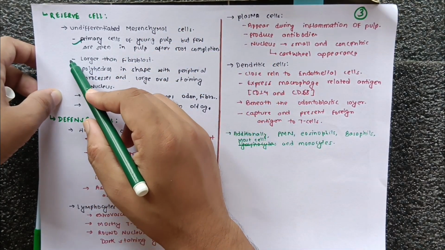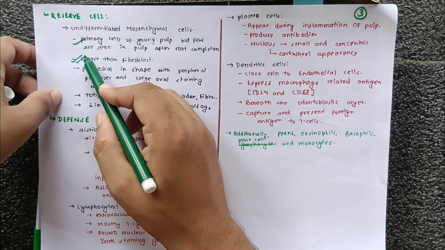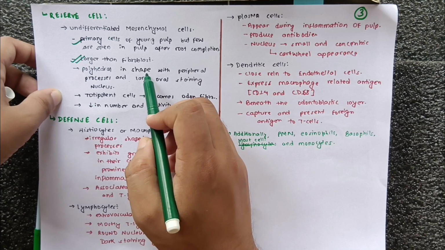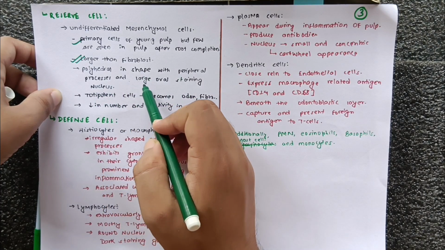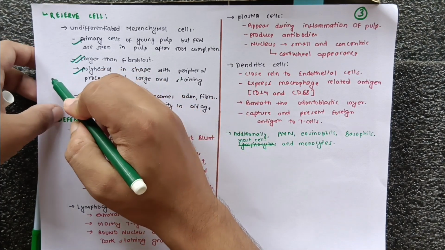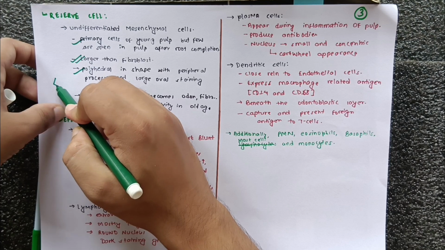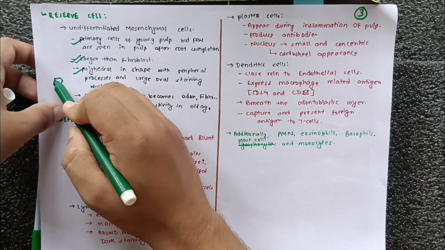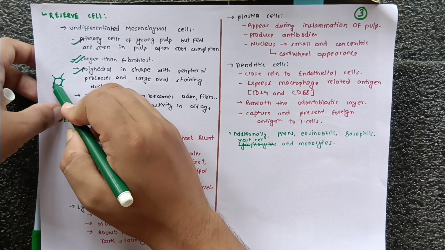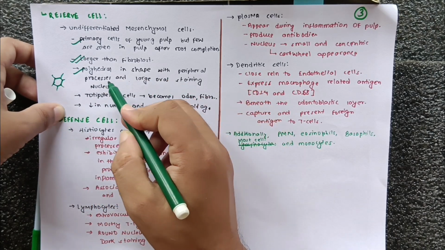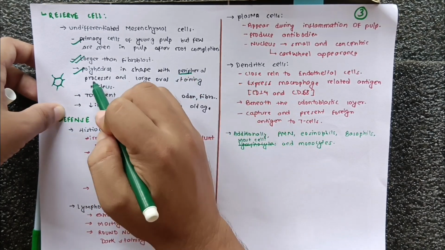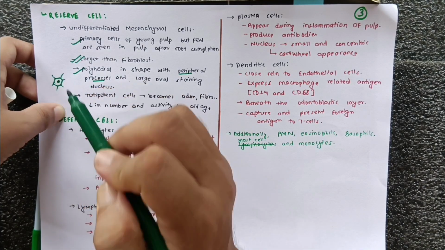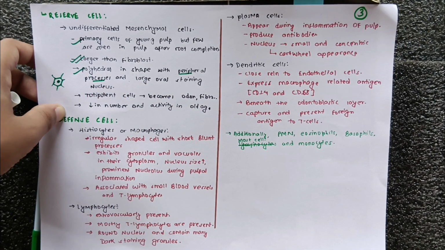Reserve cells are larger than fibroblasts, which you should remember. They are polyhedral in shape with peripheral processes, running from the edges, and have a large oval staining nucleus. So there are processes from the periphery and a large oval staining nucleus in the reserve cell.